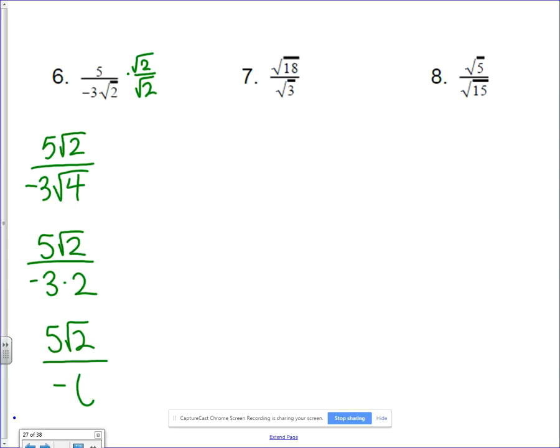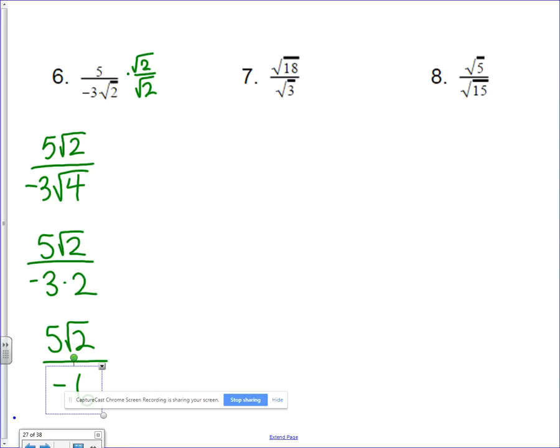You can put the negative down there with the 6. You could put the negative, whoops, what's going on here? You could put the negative up with the 5. Everybody see that? Or you could put the negative in the front like that. Questions for me? You sure?